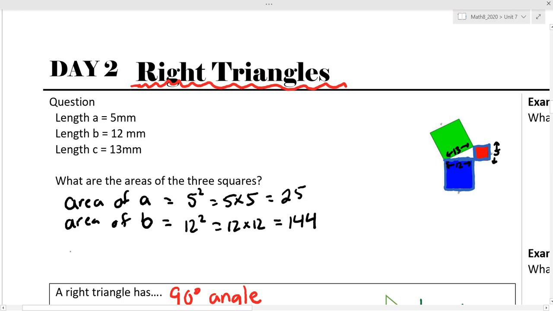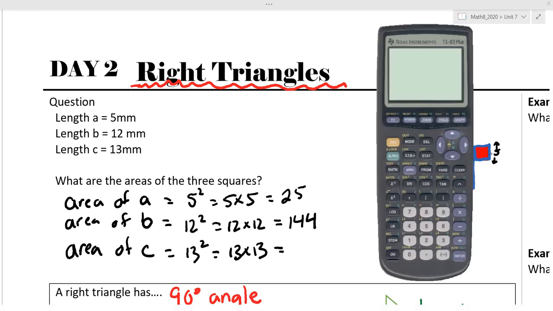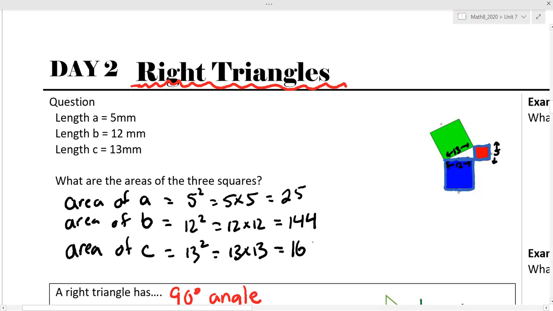Okay. Then area of C would be 13 squared, which is the same thing as saying 13 times 13. And that one, I think it's 169, but I'll confirm. 13 squared is 169. All right? Was that fine? I did that a little fast. Calculating the area of a square should not be too hard.